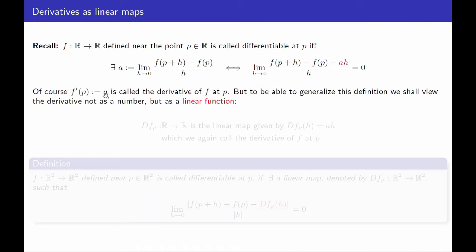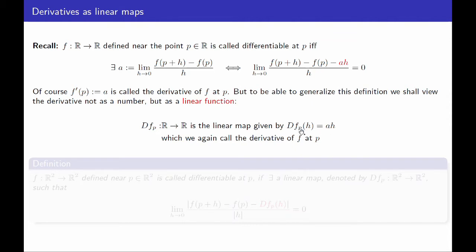Of course, this number a is also denoted by f prime of p and is called the derivative of f at the point p. But to be able to generalize this definition, we shall view the derivative not as a number, but rather as a linear function. For that, we introduce this new notation, df of p, which is a linear function from R to itself, so it takes the entry h and multiplies it with the number a. So it's a simple function defined by multiplication by a.